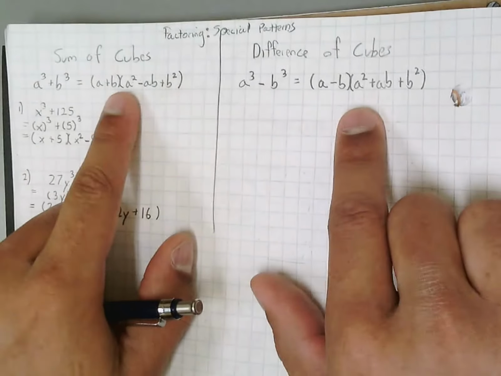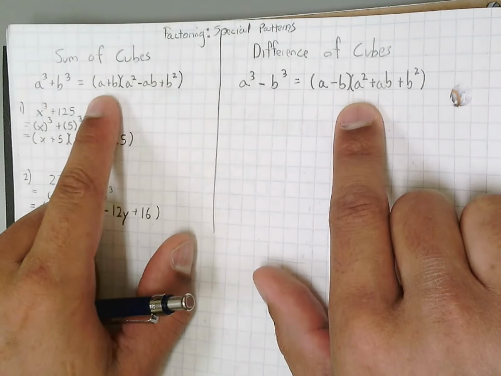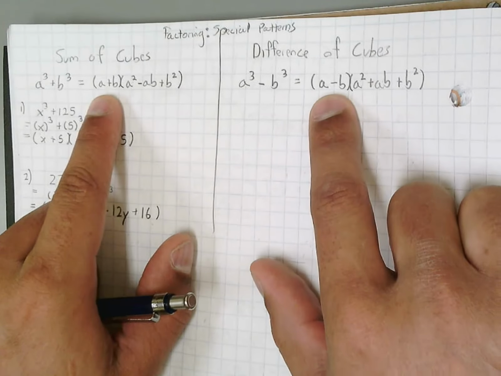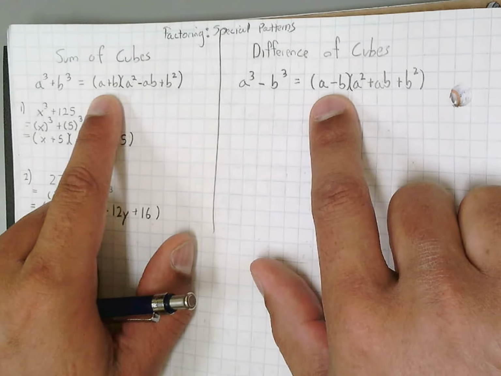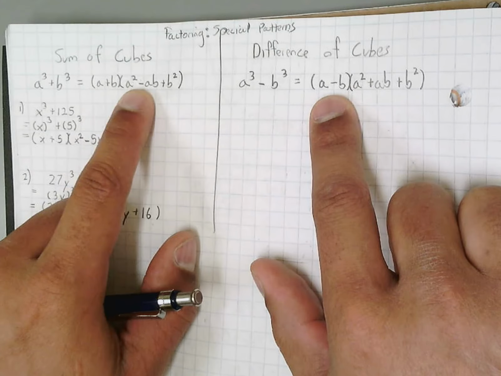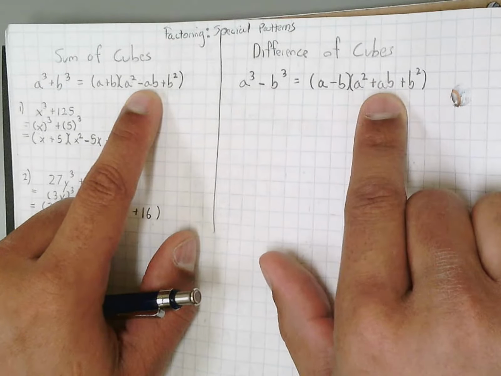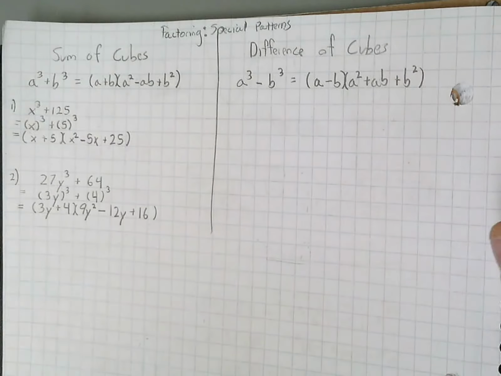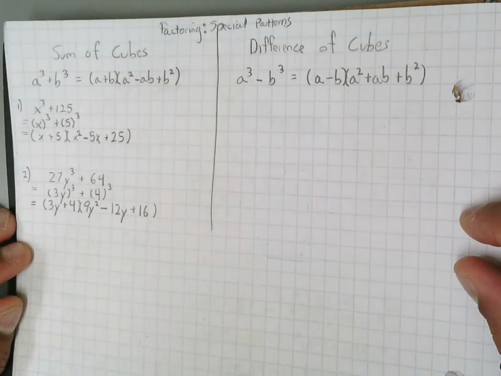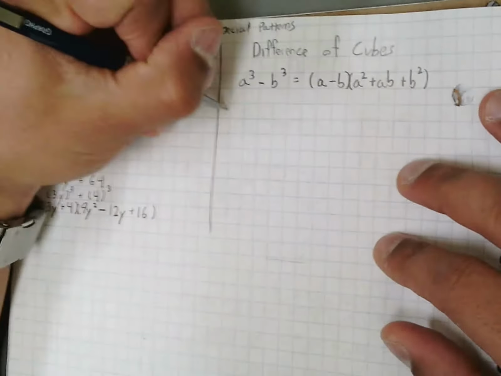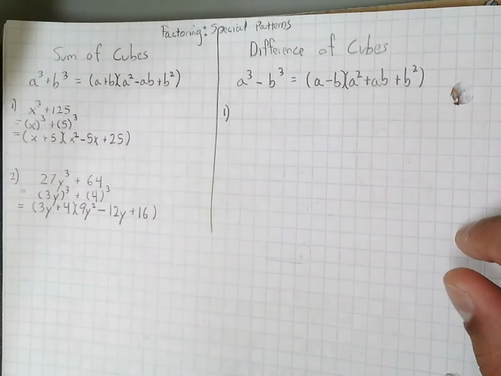So notice these patterns are very similar. For a sum of cubes you have a plus b, for a difference of cubes you have a minus b. For a sum of cubes it's a squared minus ab. For a difference of cubes it's a squared plus ab. Okay, so you'll have to memorize these patterns. Okay, let's do a couple of examples just like we did before.